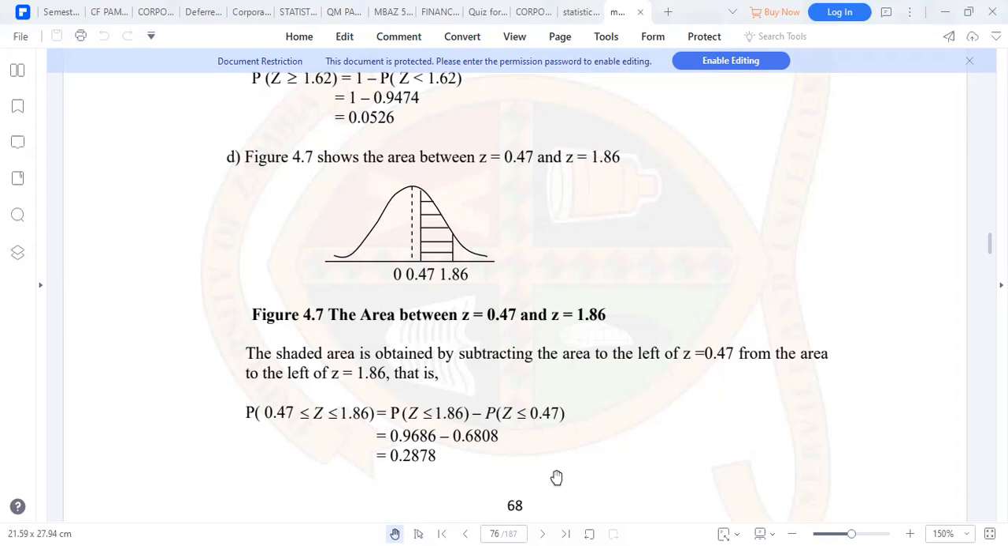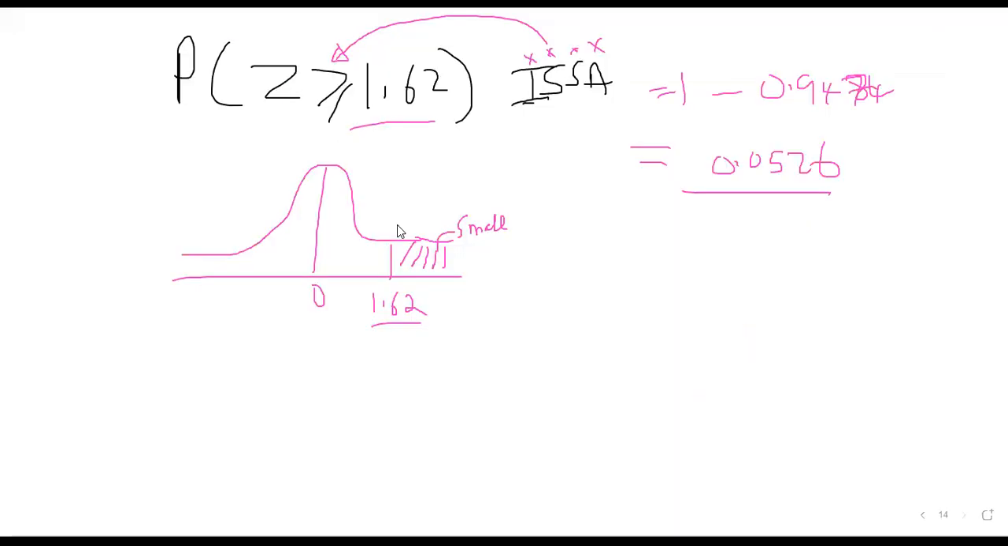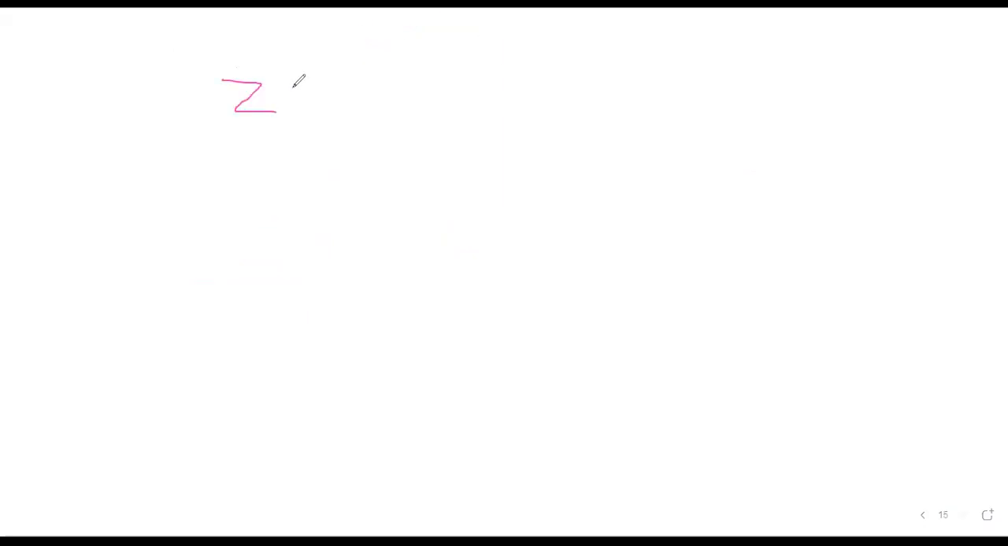So lastly, there are certain times when you are not given the Z values themselves. So we use a standardization formula, which is given by Z is equal to X minus mu over standard deviation. You standardize. So in this case, we're given, for instance, the mean is 10, the standard deviation is 3. Then part A, you're being asked to find the probability X is greater than 16.